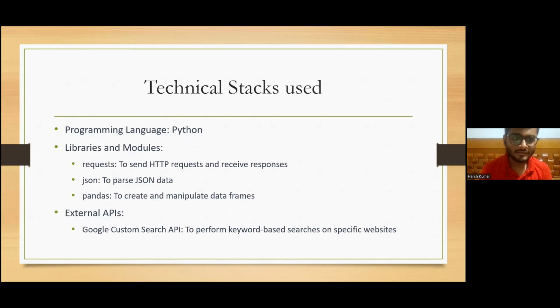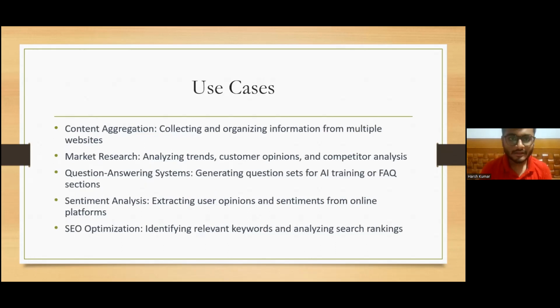The libraries are pandas, which I have used to create and manipulate data frames, JSON, JavaScript Object Notation, and requests, which we have used to send HTTP requests and receive responses. An external API, the Google Custom Search API, has been used, and we will see we have got our API key and CX value from Google's developer account.